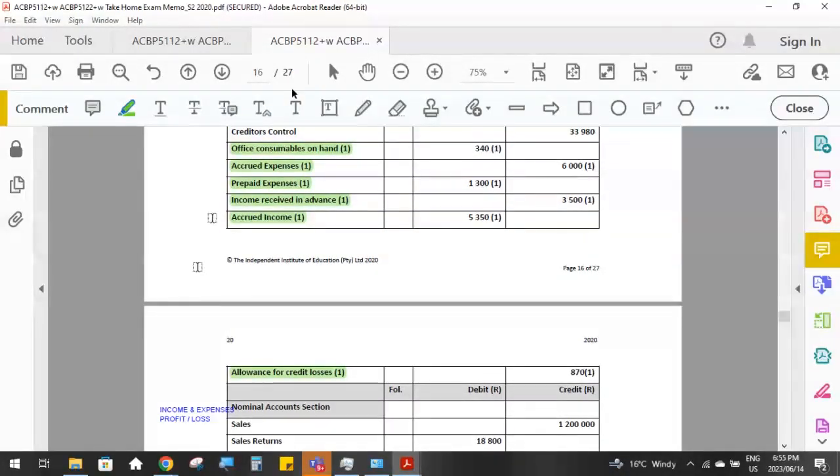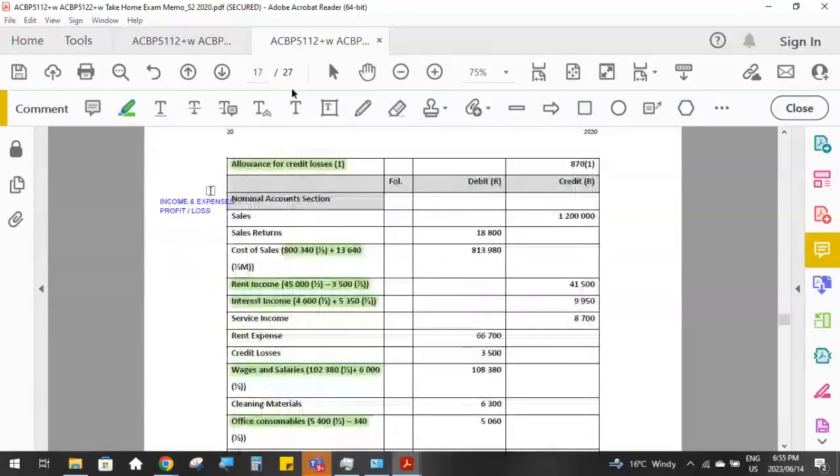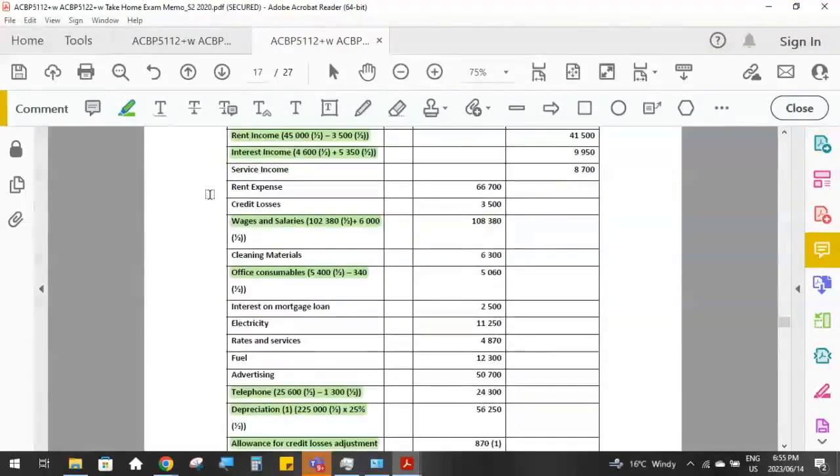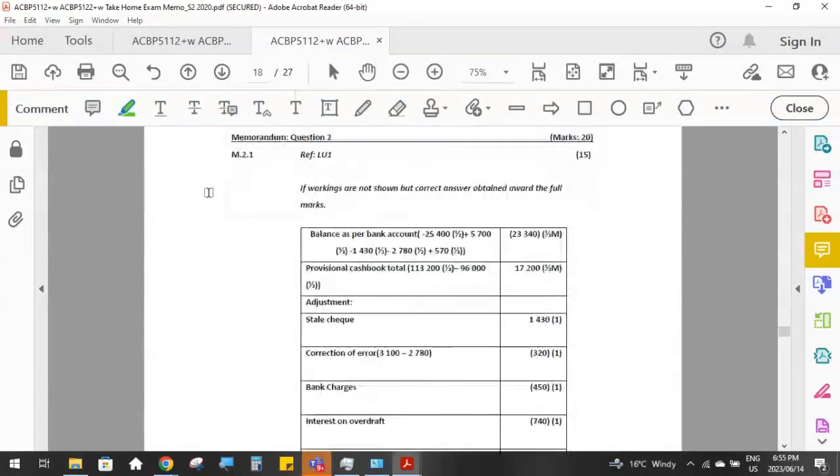Okay, there's lots of questions like this in your textbook as well that you can practice with these identical types of adjustments that we do at the end of each year.